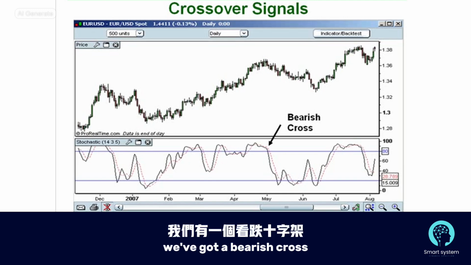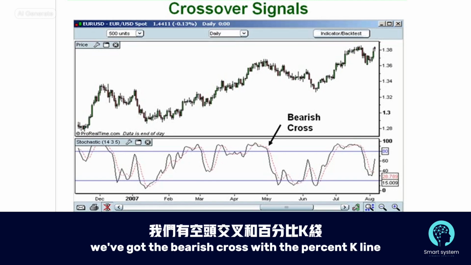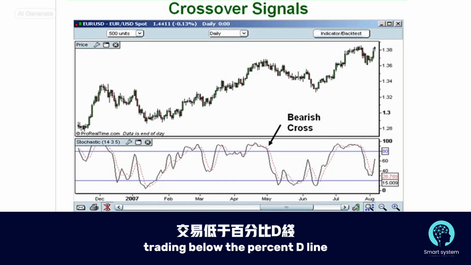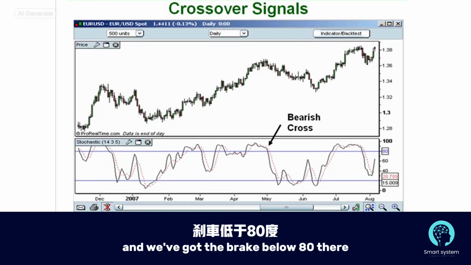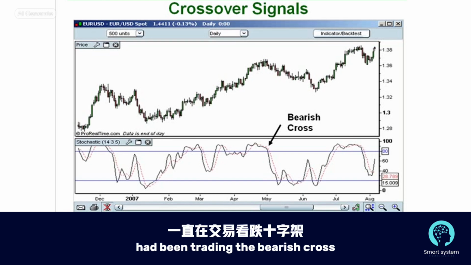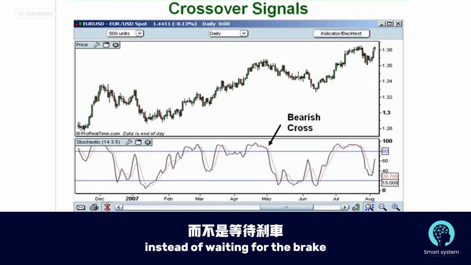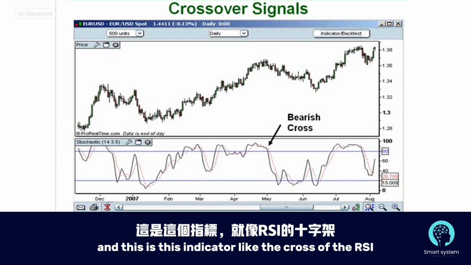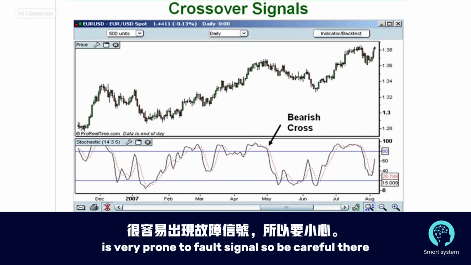So you can see here, we've got a bearish cross from our overbought area. We've got the bearish cross with the %K line trading below the %D line, and we've got the break below 80 there. However, you could have gotten in earlier into the trade, had you been trading the bearish cross from the overbought area instead of waiting for the break, but that's not recommended. And this indicator, like the cross of the RSI, is very prone to false signals, so be careful there.